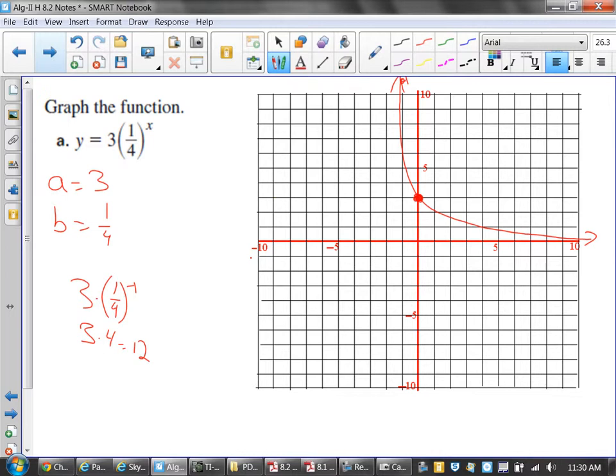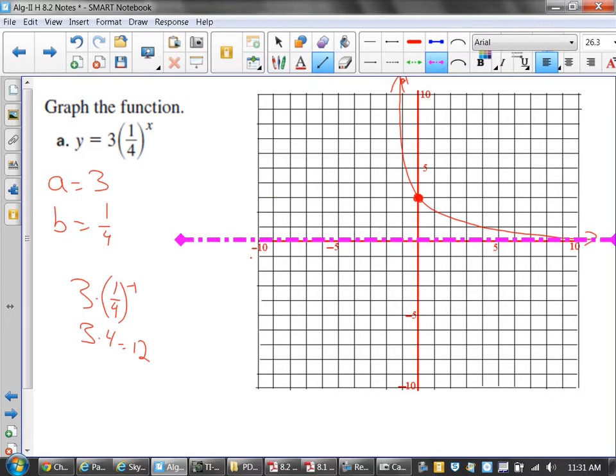Now remember, you will still have a horizontal asymptote with these guys. If there's no shift, your horizontal asymptote will be at 0. If there's a shift, it will be at where the shift is. Which shift? The horizontal or the vertical? The vertical. Okay.